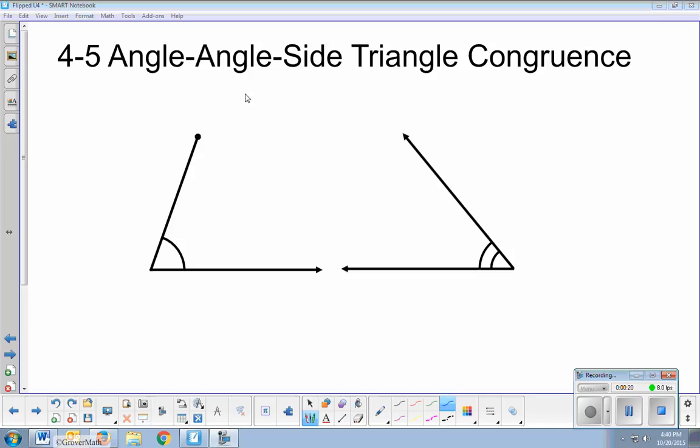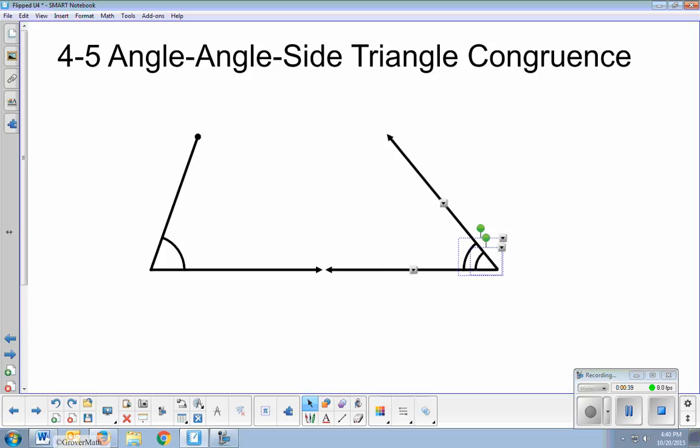So angle, angle, side is different than angle, side, angle. When we had angle, side, angle, it was two angle congruencies and the side between. Well, what we're saying now is we have two angle congruencies and the side is not between them. So again, I know you're working on a piece of paper and you can't slide these things around like I can. That's one flaw here.